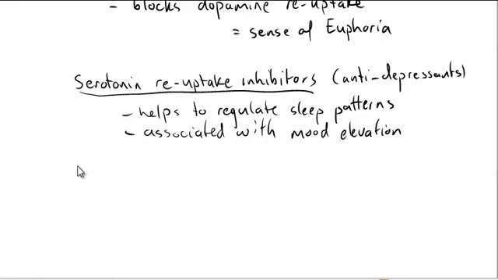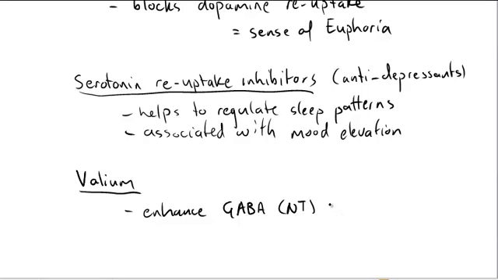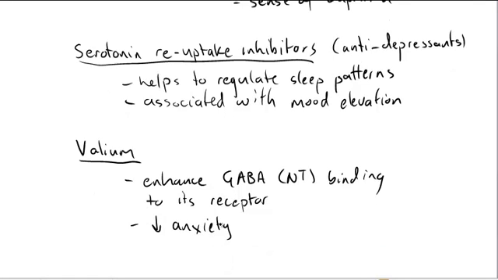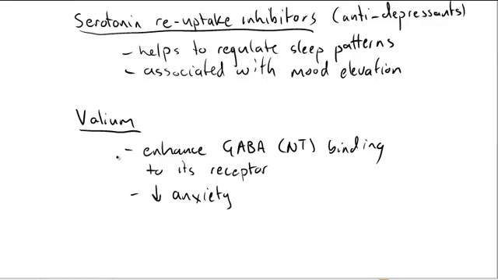There's also things like Valium, which enhances GABA, which is a particular type of neurotransmitter, binding to its receptor. And this helps to decrease anxiety. There's many others that can influence moods, some prescription, some recreational, but at the end of the day, anything that's influencing neurotransmitter activity is going to have a wide-ranging effect in our body just because of the complexity of neurotransmitters.